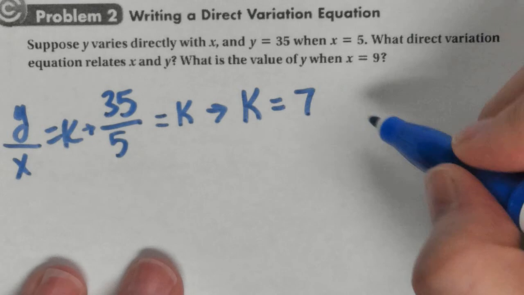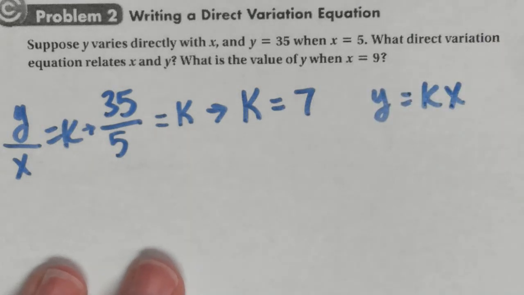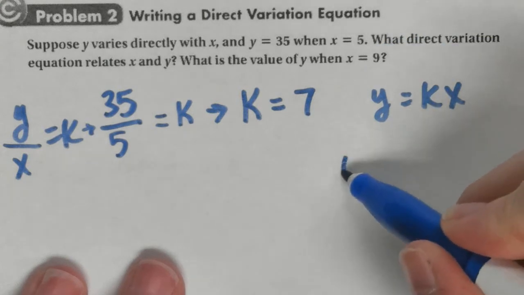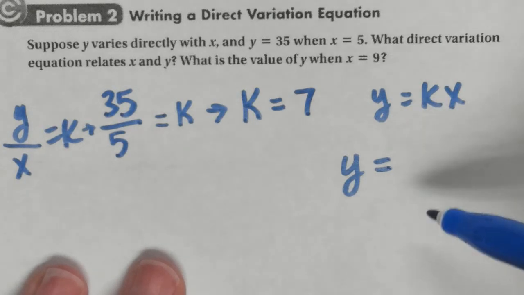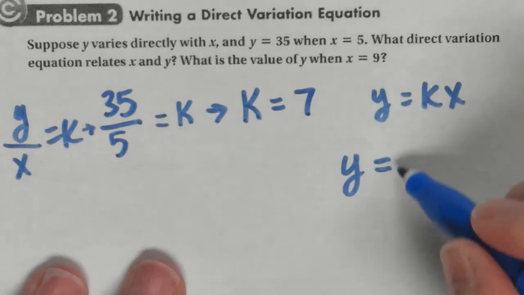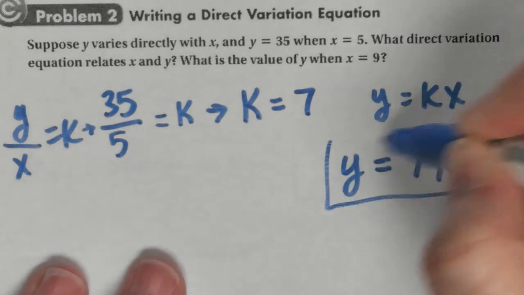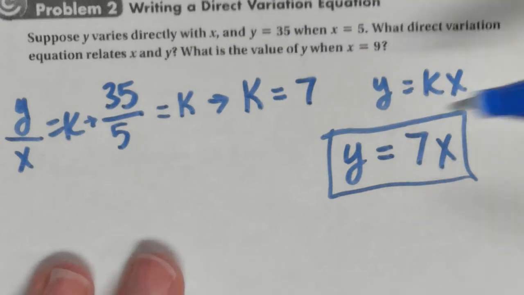Okay. So remember, our equation is y equals kx, right? Well, they want to know what the equation is and what's the value of y when x is 9. So the equation is y equals, what did we say k was? Yeah. So this is our equation. Okay? That's the first half of the answer. What direct variation equation relates x and y? That's it.